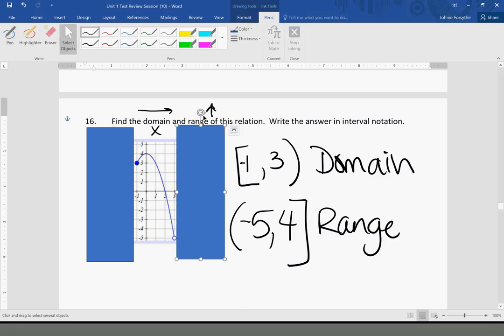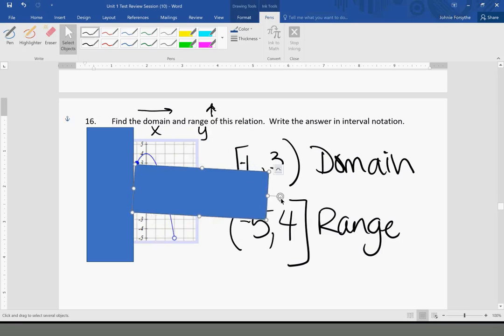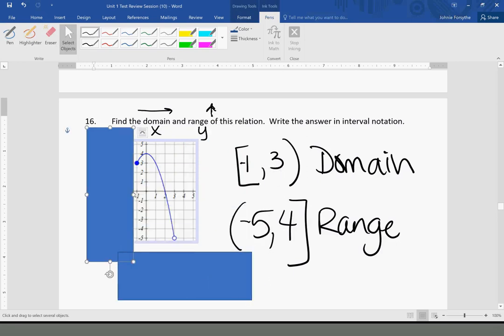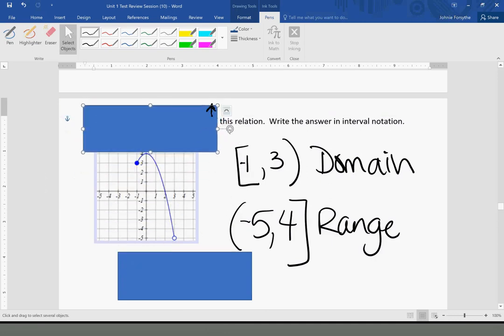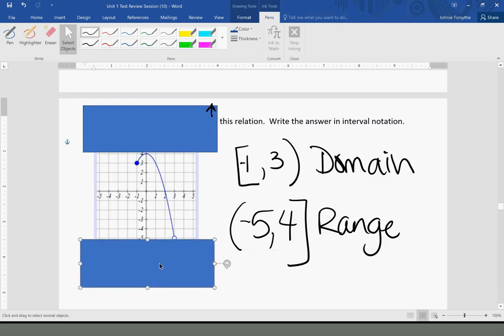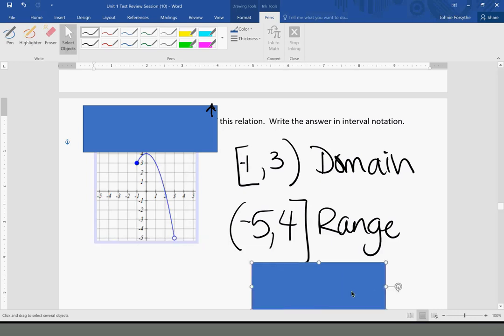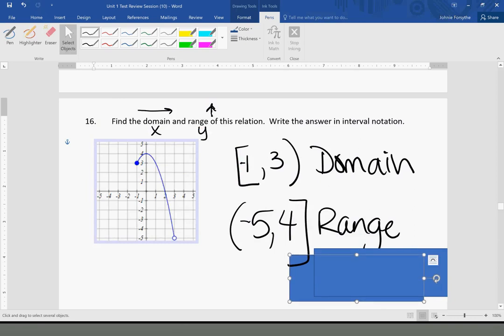And now for the range, it's your y values. We're going to flip these over. Okay, so let's just kind of mark it so you can only focus on the y values. So now it's starting at -5 all the way up to 4. And so we're going to use parentheses by -5 because it's an open circle, and we're going to use a bracket by 4 because it does touch 4 there. Okay? All right.